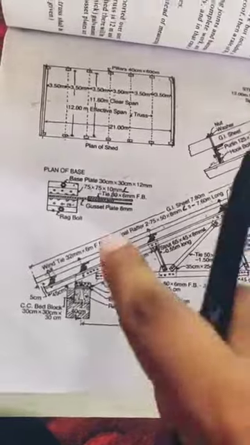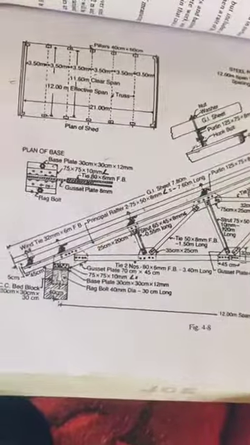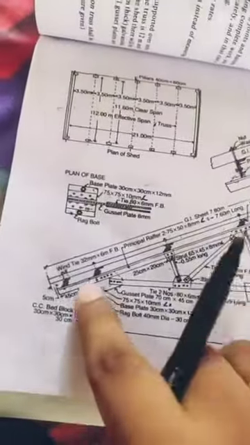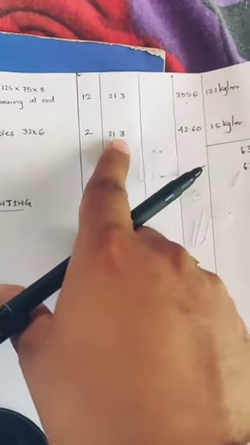So 32 mm into 6 mm, and this tie member is also running throughout the length till where the GI sheet is provided. So similarly, how many wind ties do we have? One on this side, one on the other side, and it is running the full length. So we have two tie members, that is wind ties, and the length of that is also the same.